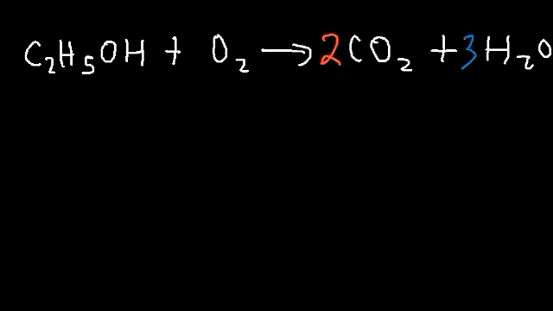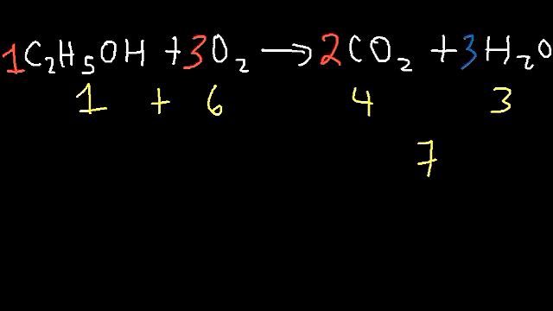Now notice that we have a total of 7 oxygen atoms on the right side. We have 4 from the 2 CO2 molecules and 3 from the 3 H2O molecules. We also have 1 in ethanol. Now 4 plus 3 is 7, and 7 minus 1 is 6. So we need 6 oxygen atoms from O2. 6 divided by 2 is 3, so we need to put a 3 in front of O2. So now the reaction is balanced.